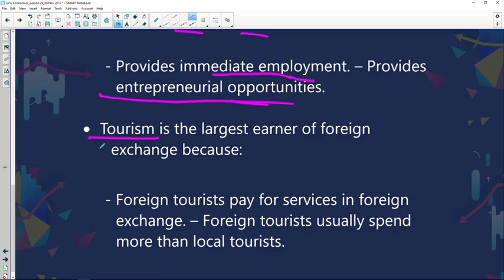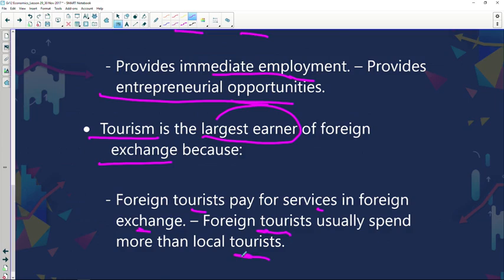Tourism is the largest earner of foreign exchange. Okay, surely we can understand that, because people come in with their currency from their own countries, and then we need to create a platform for the foreign exchange to happen. So tourism then becomes the largest earner of foreign exchange, because foreign tourists pay for services in foreign exchange, and then also foreign tourists usually spend more than the local tourists.